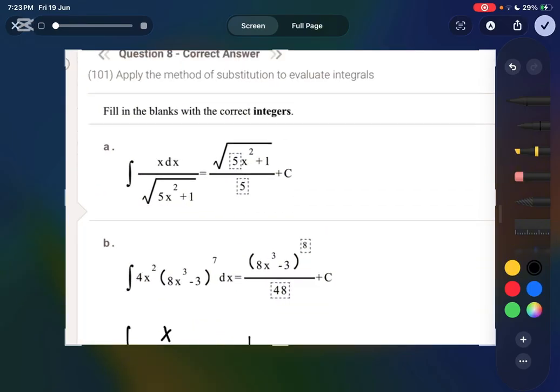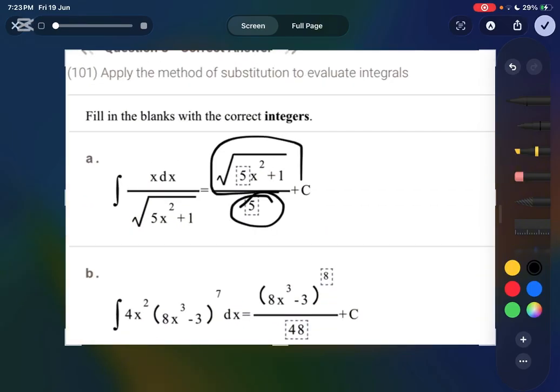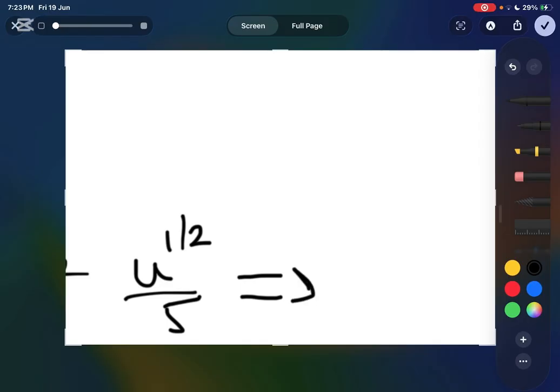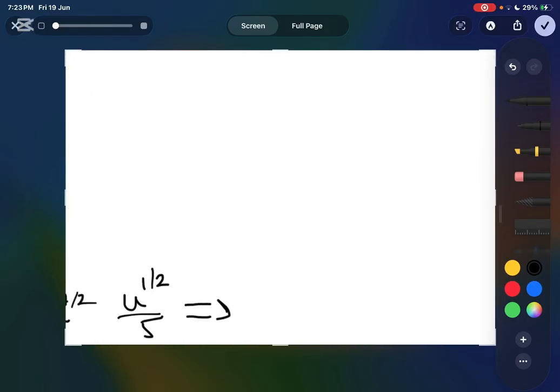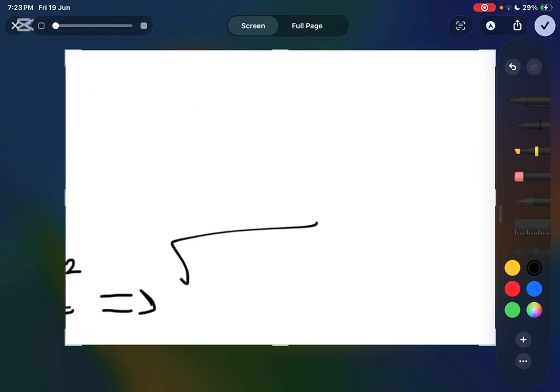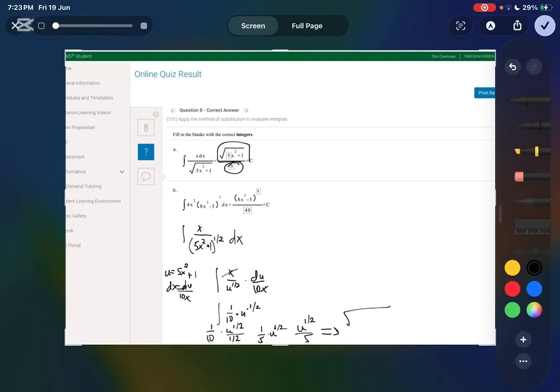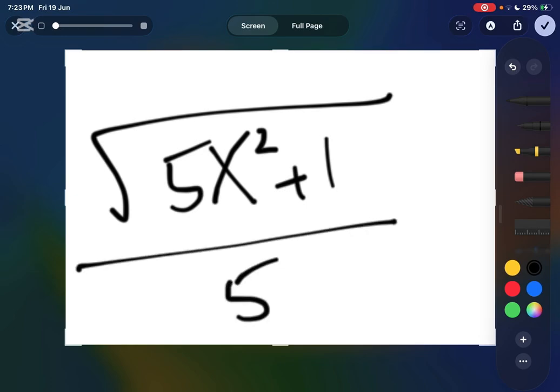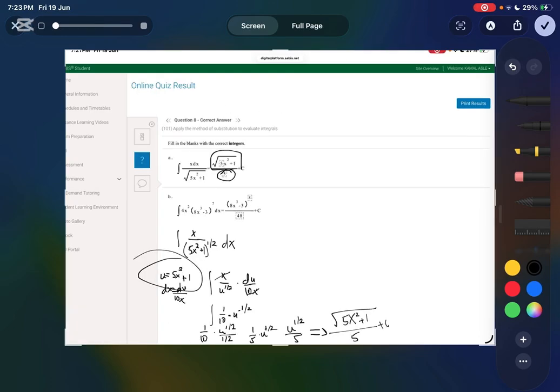See, we are very close. Over 5, and then you have u as this. So you can just do it as the equation that you found first. Now it becomes the radical of, because we found u at the start, 5x squared plus 1, over 5 plus c. And that's your final answer for part A, okay?